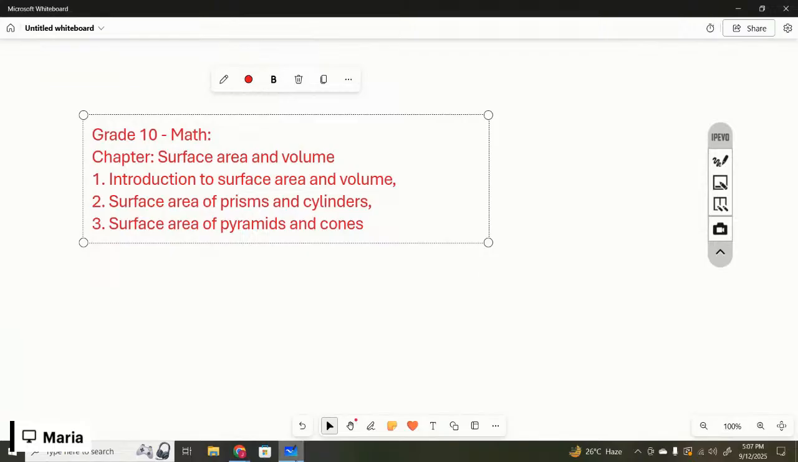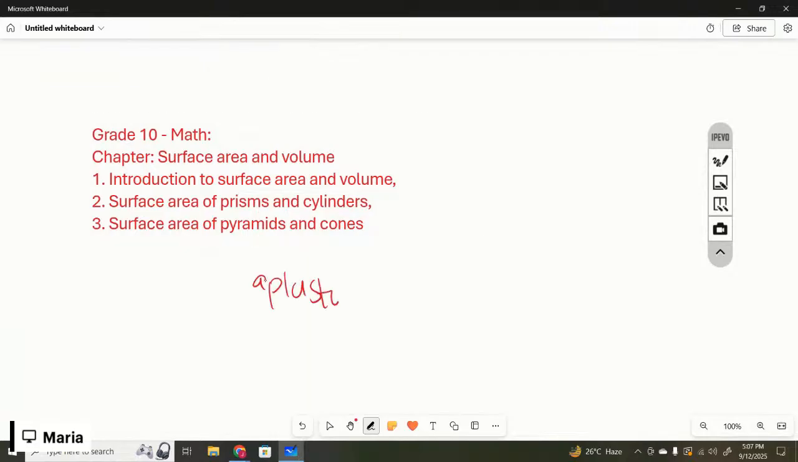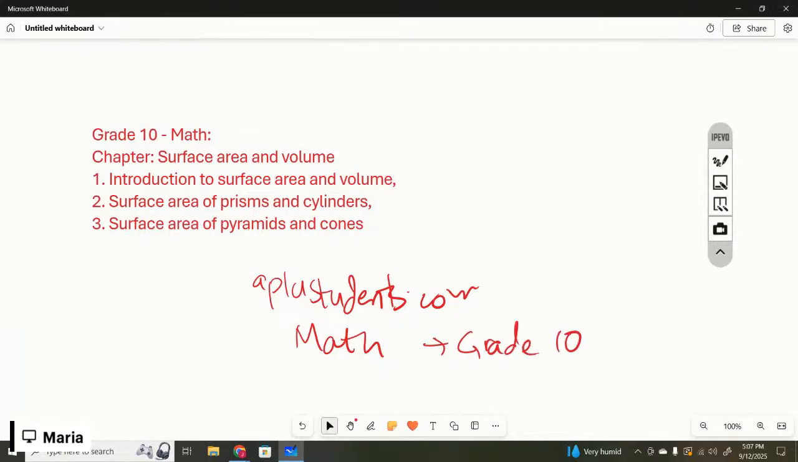You can find all the lessons on ableStudents.com. You have to log in there using your email address and password as provided by the administrator. Then you have to select math from the subject tab. Scroll down to grade 10 math and then click on view all lessons. There you can find a list of the chapters. We're going to start with the chapter surface area and volume.